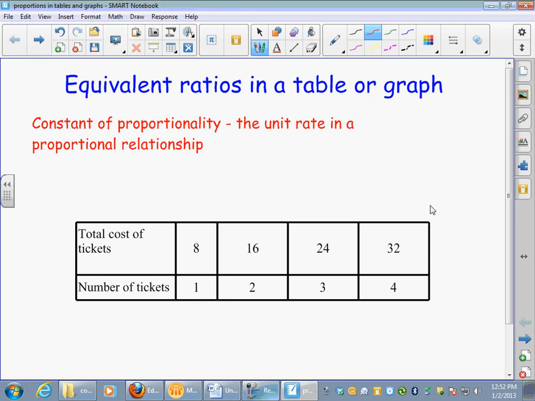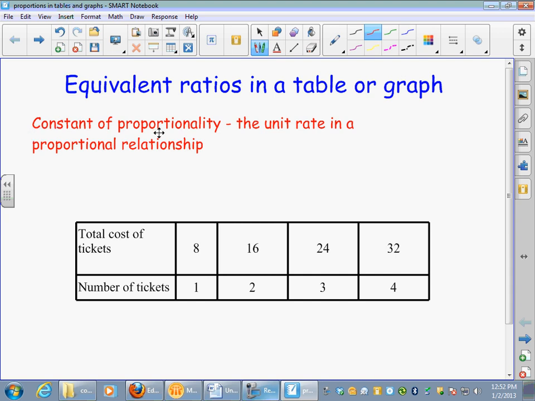Okay, today we're talking more about proportions, and it's looking at a table of values or at a graph and being able to tell if something is proportional or not. And then if it is proportional, we can also find what the constant of proportionality is. So first thing we need is that definition.